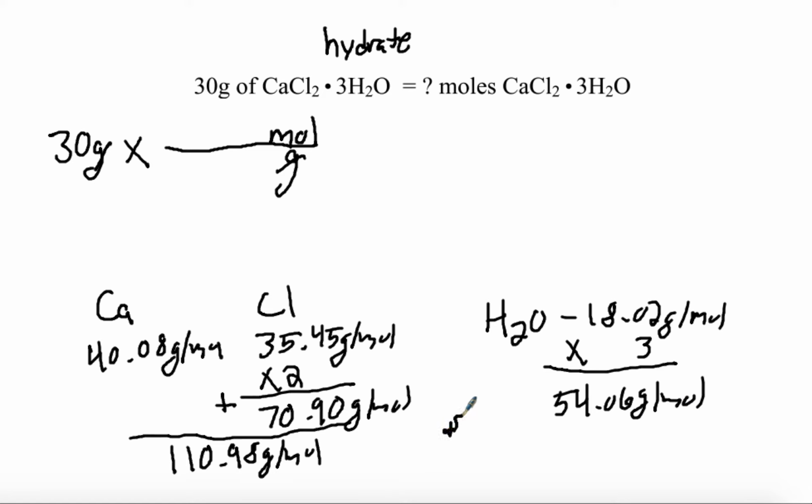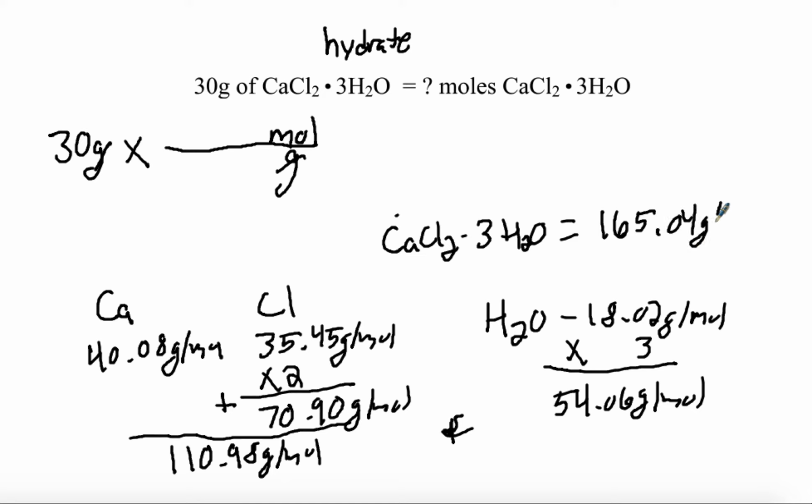Adding these together, we are basically getting that the total mass of this calcium chloride trihydrate is going to be 165.04 grams per mole. Okay, so I have 165.04 grams for every 1 mole of that. So in 30 grams of calcium chloride trihydrate, I have 0.182 moles.